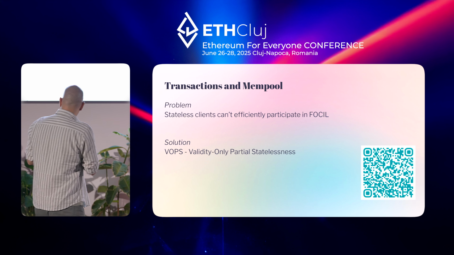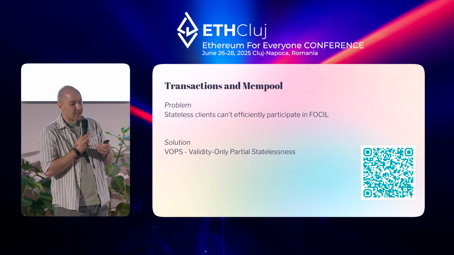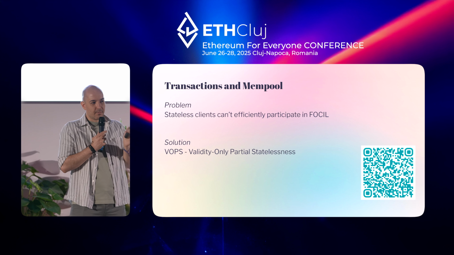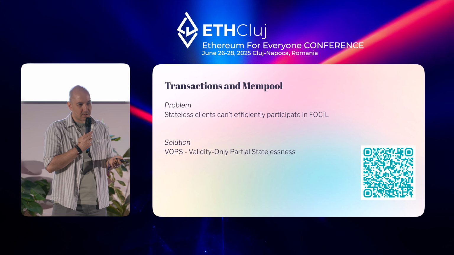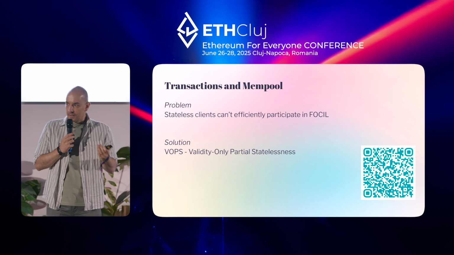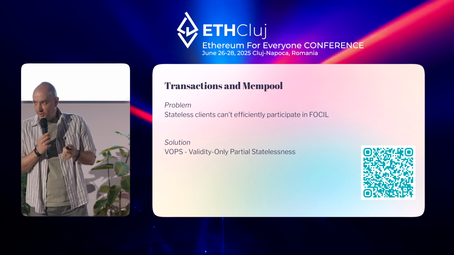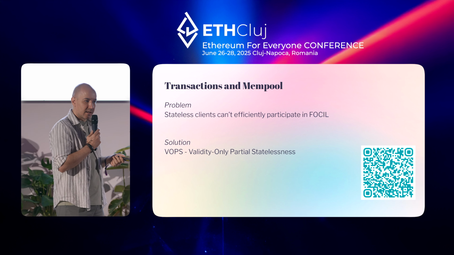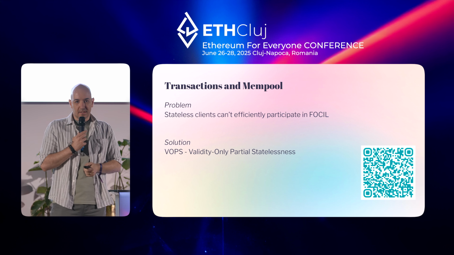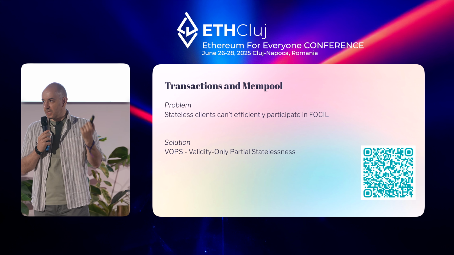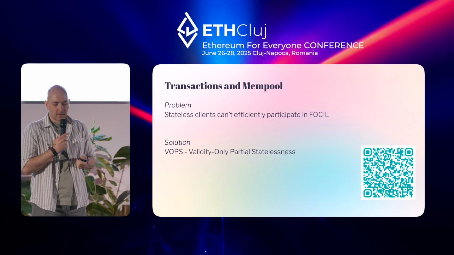And the idea is validity-only partial statelessness, where instead of not storing any state, you only store the minimal state that you need in order to verify the transactions. And there are a couple of ways you can do that. And the VOPS EIP, which I don't think is even an EIP yet, it's still at a very early stage. It's like a research post about how it can be done, and some theory and research that went into it. You can find the QR code behind me.